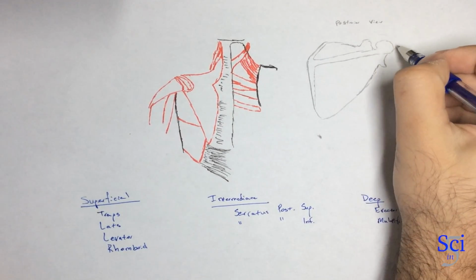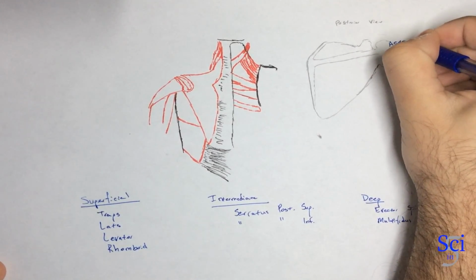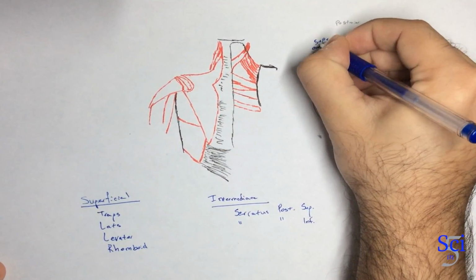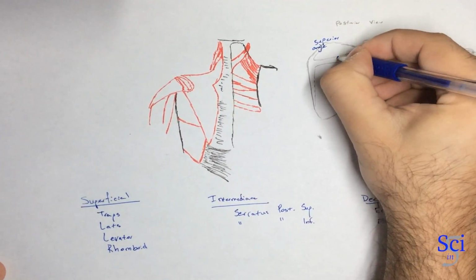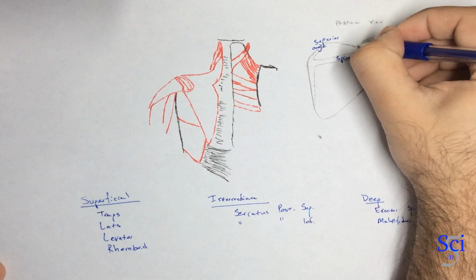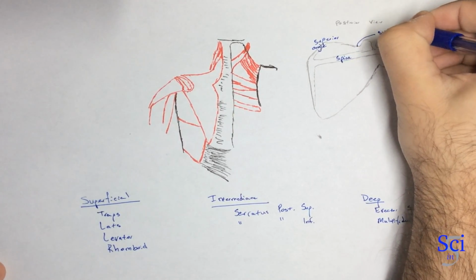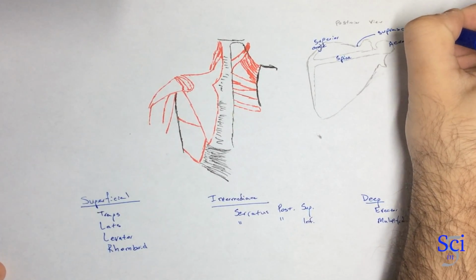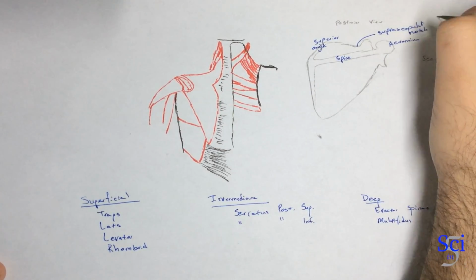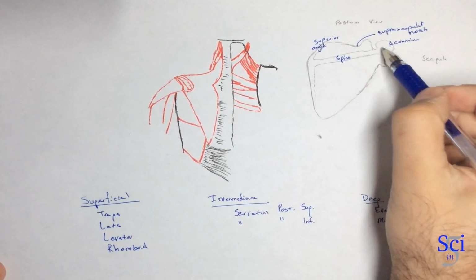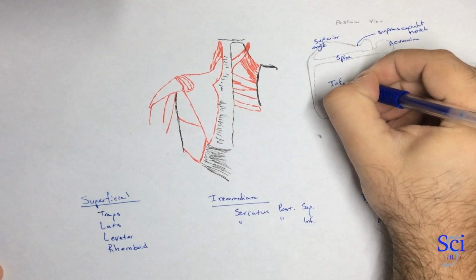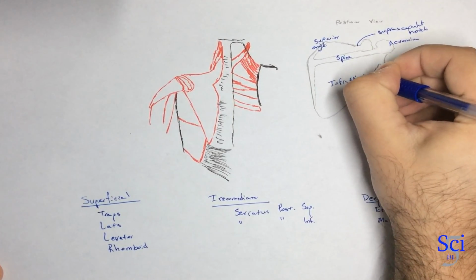So let's start with naming that. We have our acromion right here, the superior angle, the spine, and this notch that you see right here is the suprascapular notch. And then if we were to have the other side, this right here would be the coracoid process, which is going out towards the front. And right here we have the infraspinous fossa.